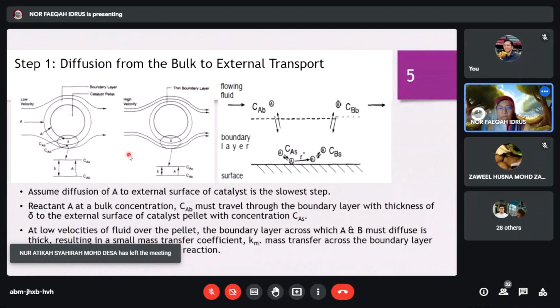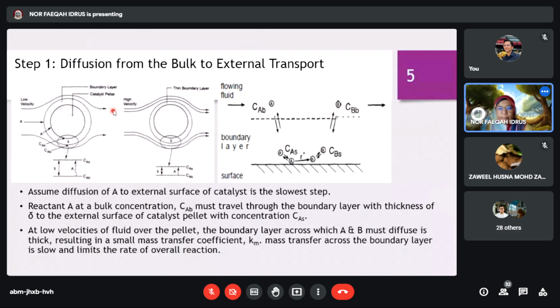However, if the bulk fluid velocity is high, okay, so dia jadi terbalik lah. When the velocity of bulk fluid is high, the boundary layer across which A and B must diffuse is thin. So when high velocity fluid is used, the boundary layer becomes thin. Okay, dia tadi thick boundary layer. So you compare the delta thickness. So this one is very thick. Yang ni dah jadi thin layer.